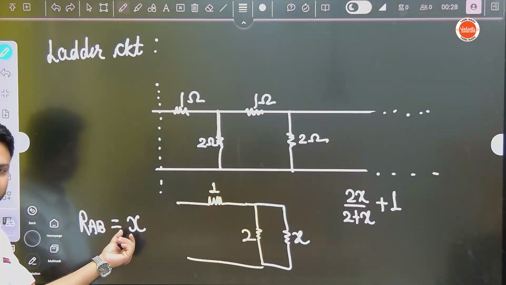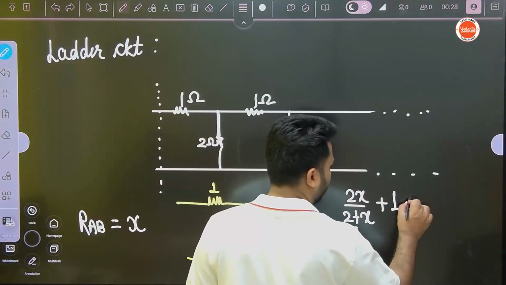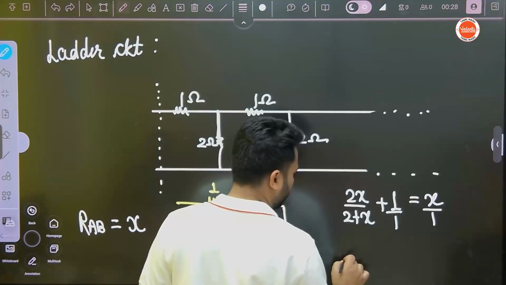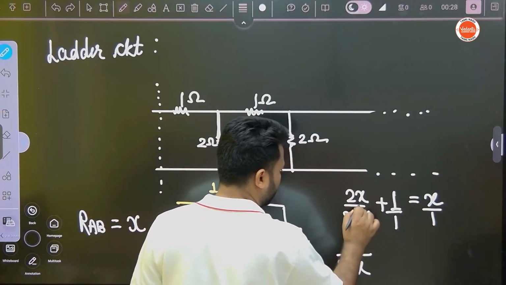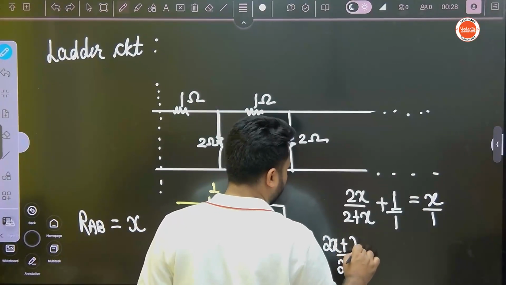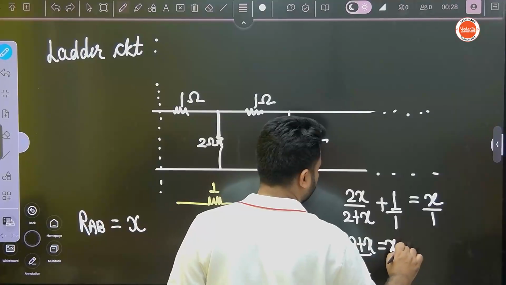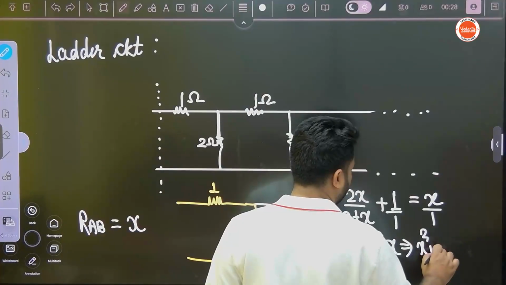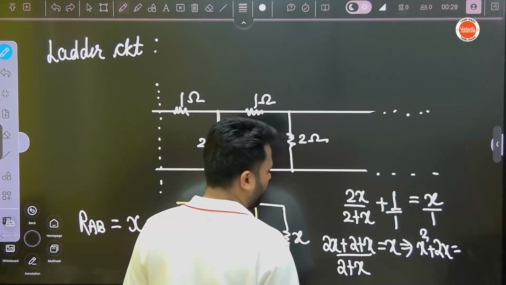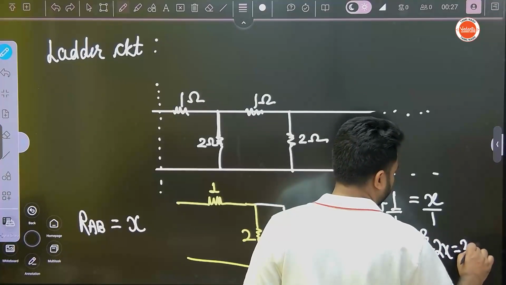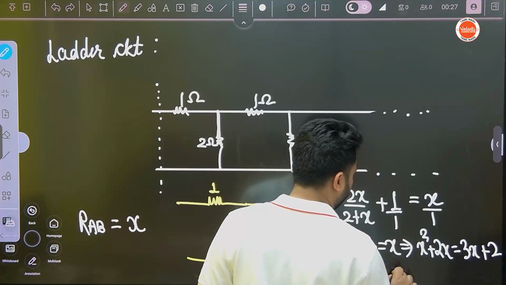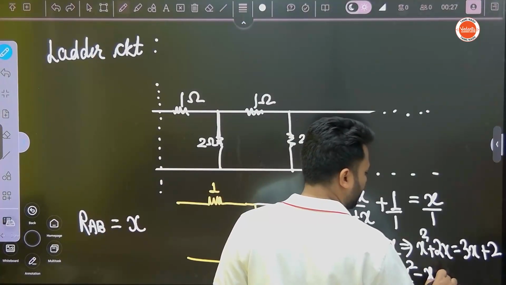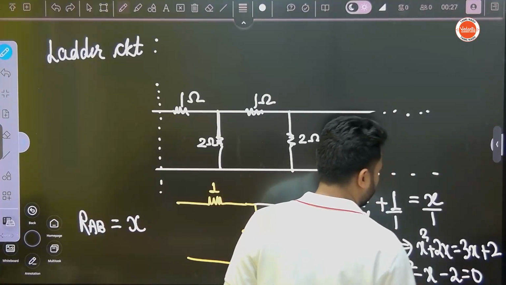So what we assume our answer? X. So this will be equal to X. You will get one quadratic equation. See here, like 2 plus X. This is 2X divided by 2 plus X plus 1 equals X. So from here cross multiply. So X square plus 2X is equal to 3X plus 2. So finally X square plus 2X minus 3X means minus X minus 2 equals 0. This is a quadratic equation.